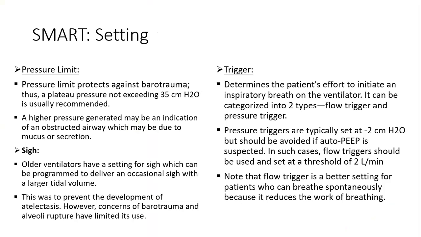You must set your pressure limit for all your patients. The ventilator is not a one-cap-fits-all machine. So the pressure limit must be set to protect the patient against barotrauma. Normally your plateau pressure should not exceed 35 centimeters of water. A lot of times when the pressure limit is not set, we have had iatrogenic tension pneumothorax in some patients. So it's important.